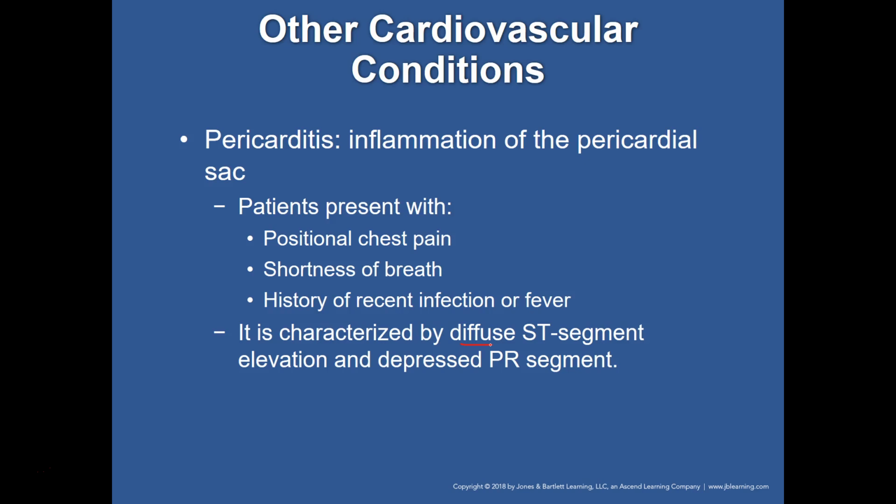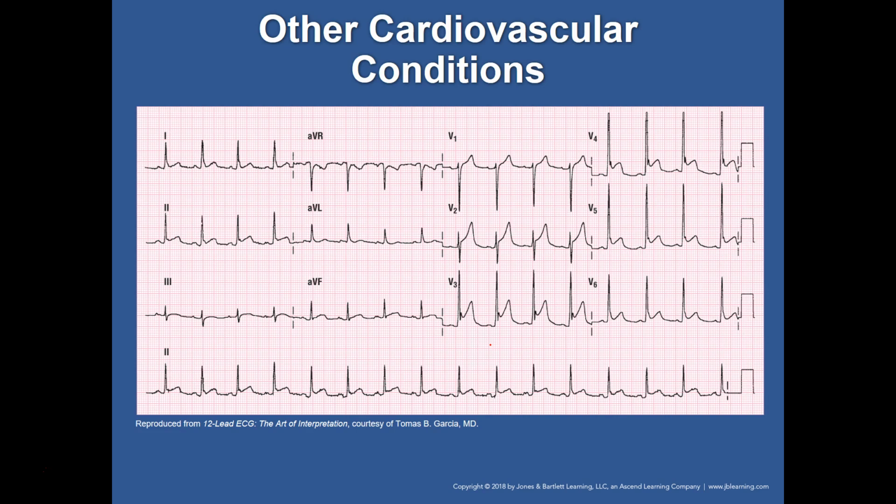Pericarditis is typically caused by infection or trauma. You typically have positional chest pain, often alleviated by sitting forward. It hurts if I do this and doesn't hurt if I do that. Also shortness of breath and a history of recent fever. So we're saying it is diffuse ST segment elevation present in multiple leads, and the PR segment is elevated or upsloping, which I don't necessarily say you need to look into. What we're looking for is just that diffuse ST segment elevation.